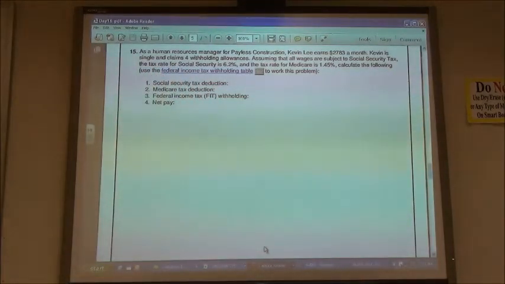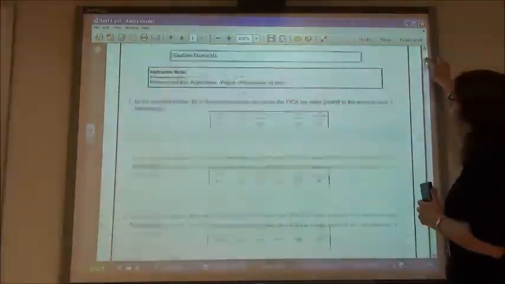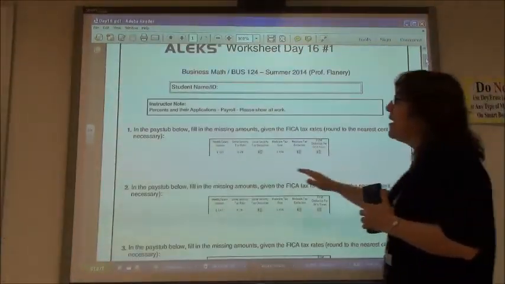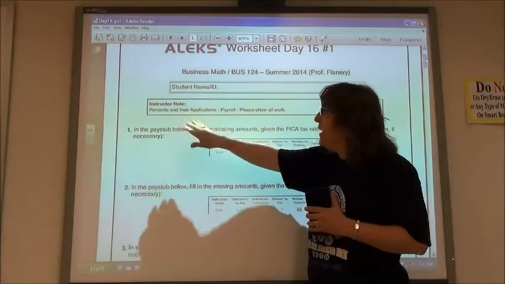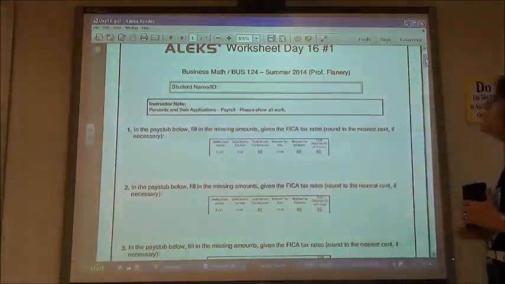And that again is the end of that worksheet day. If I slide up to the top on worksheet day 16, under percents in their application, under the subheading payroll is where we've been working.